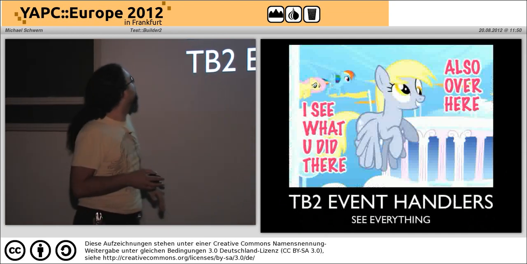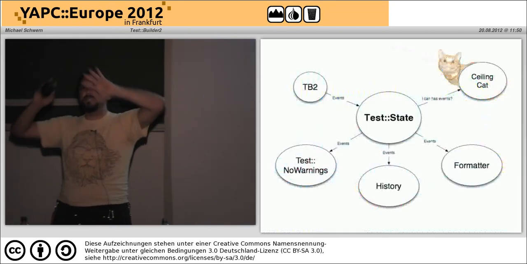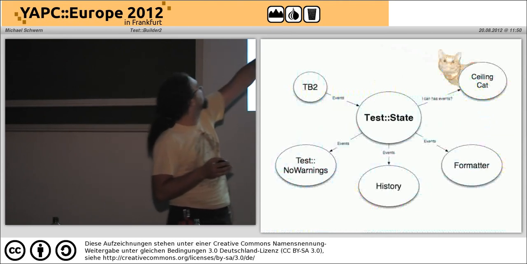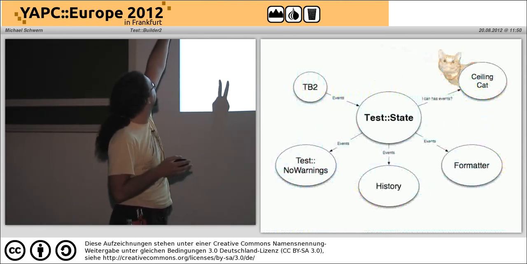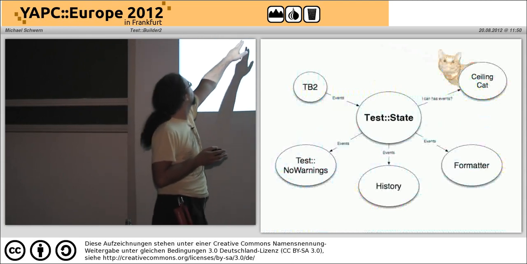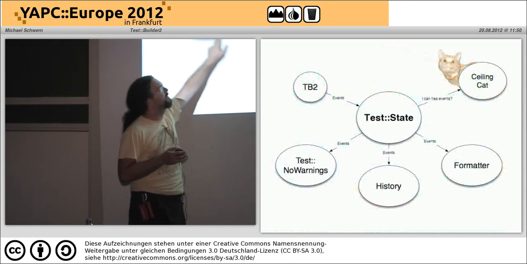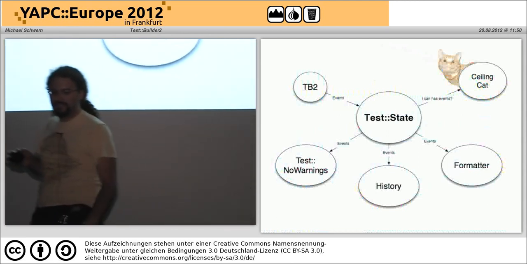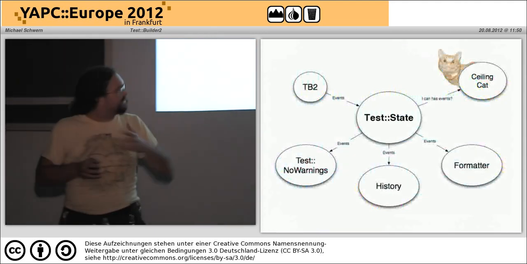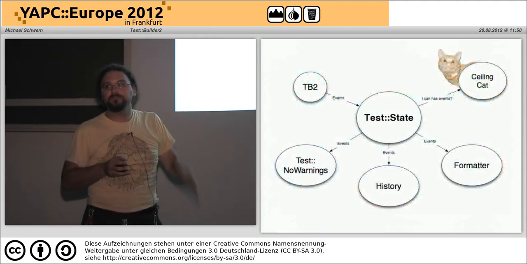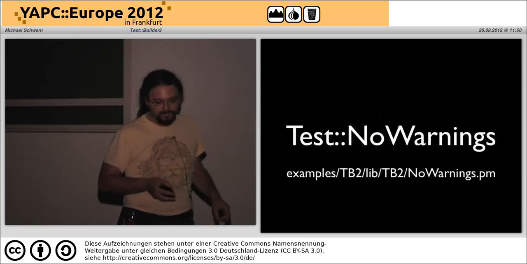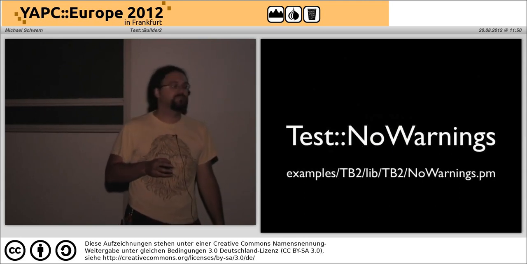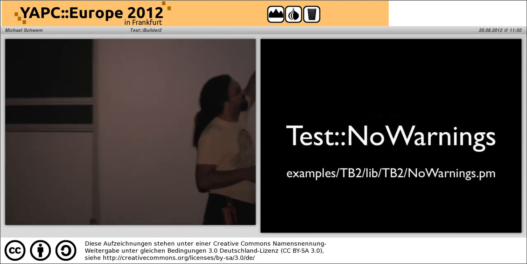Right. So the event handlers basically see everything that happens in this ecosystem. For example, the test state object will be getting events from, say, Test::Builder2, and then is dealing it out to maybe Test::NoWarnings, which inserts a handler, and there's the history object, and there's the formatter, and then Ceiling Cat is watching you run tests. Everything is on the same level. So for example, I'm going to go through how we have written Test::NoWarnings in Test::Builder2. You can already find it in the source repository there.